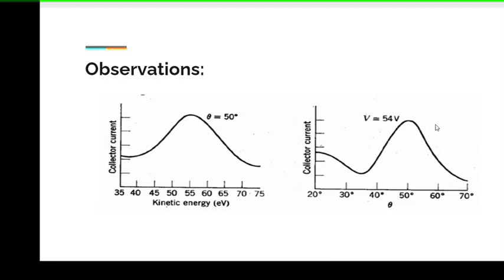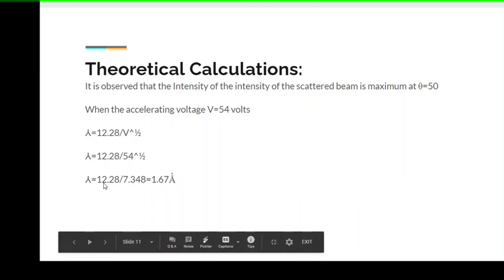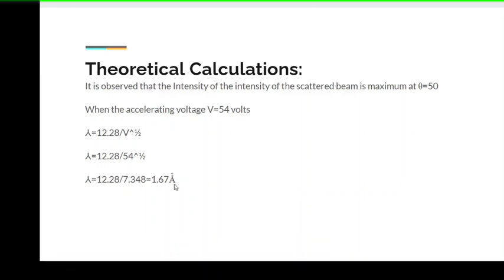Now we'll try to calculate the wavelength by using these values. Theoretically, when we put theta equal to 50 degrees and the accelerating potential difference as 54 volt, and substitute in the equation, wavelength equals 12.28 upon the square root of V, we get wavelength lambda equal to 1.67 Angstrom. This is the theoretical calculation.